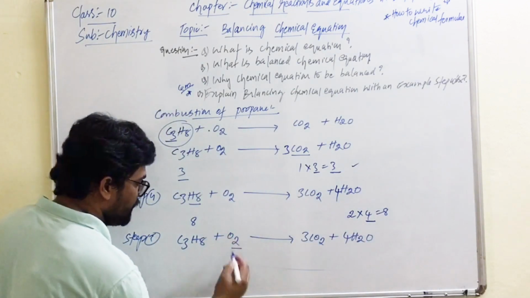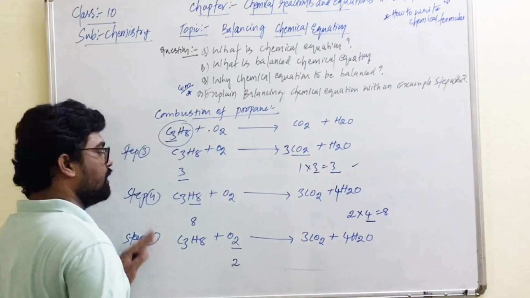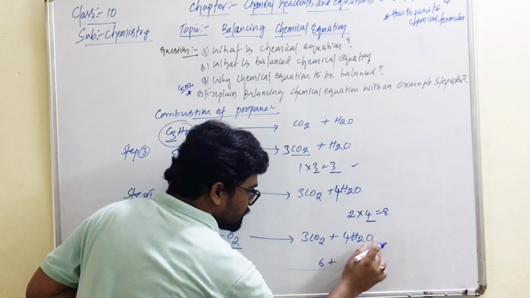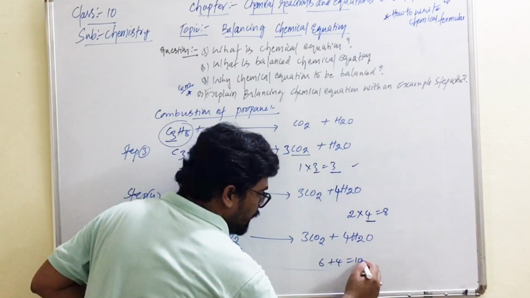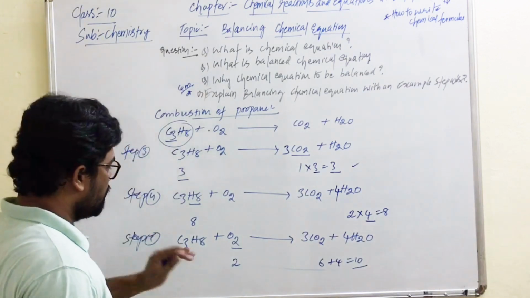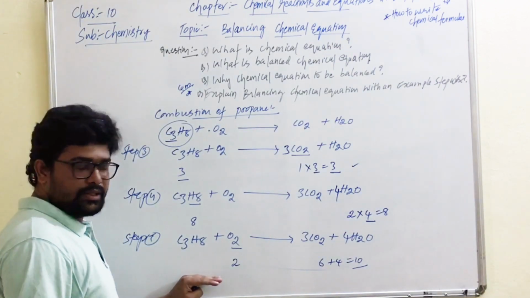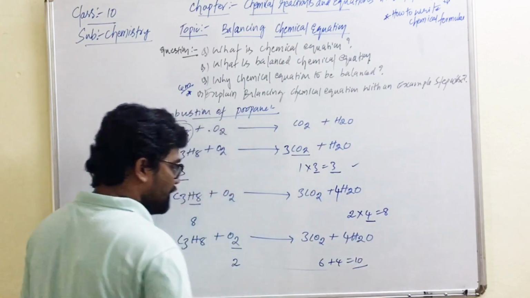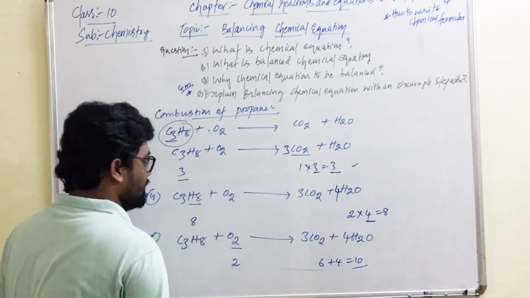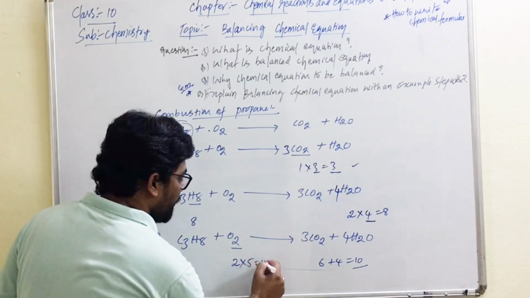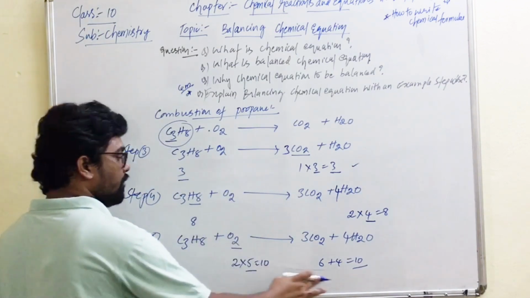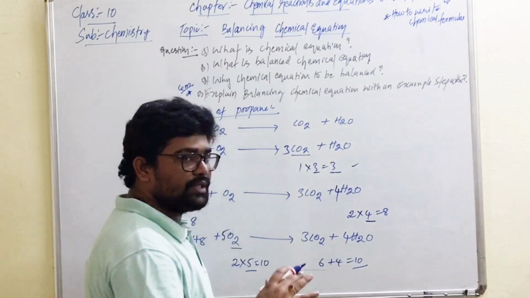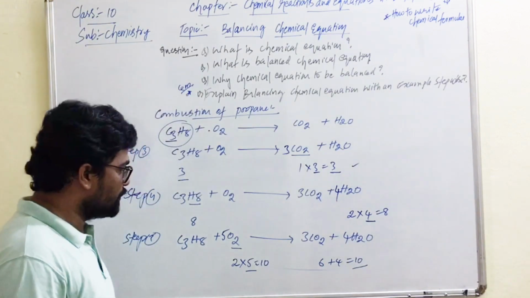Now finally we are left with oxygen. There are 2 oxygens on the left hand side, but on the right hand side 3 into 2 is 6 plus 1 into 4 is 4, which makes 10 oxygens. So 2 oxygens on the left hand side, 10 oxygens on the right hand side. So where do I need to balance? The left hand side, so multiply with a suitable number. If I multiply with 5, I'll get the same number of oxygen atoms on both sides. So place 5 before O2. Now oxygens are balanced. Okay, now check whether any other atoms are left?